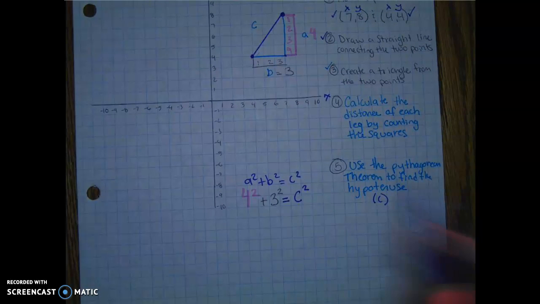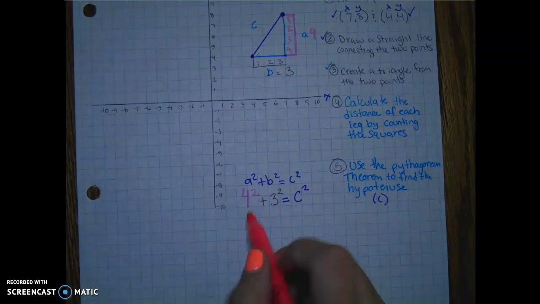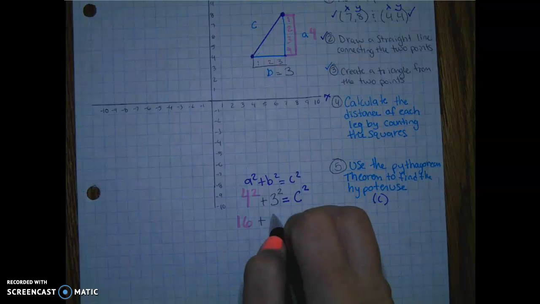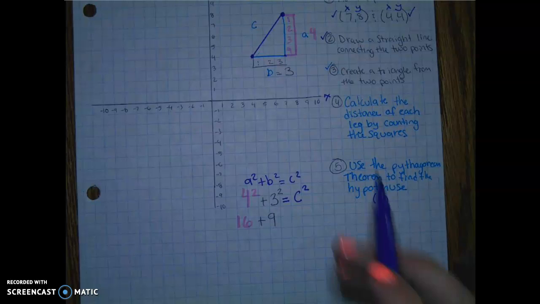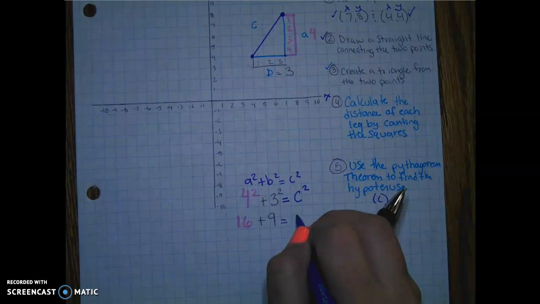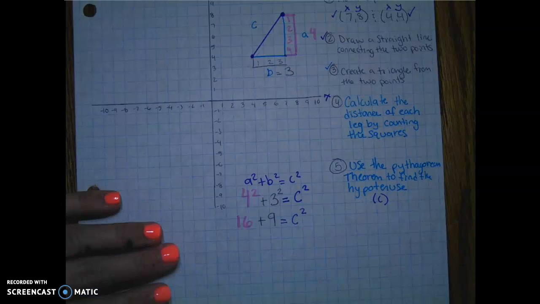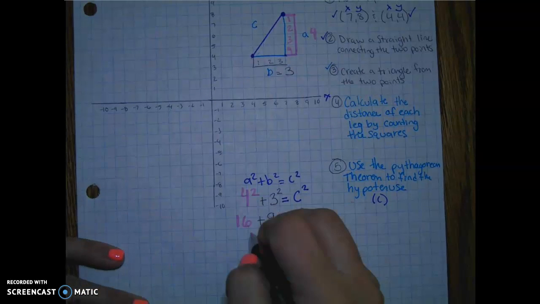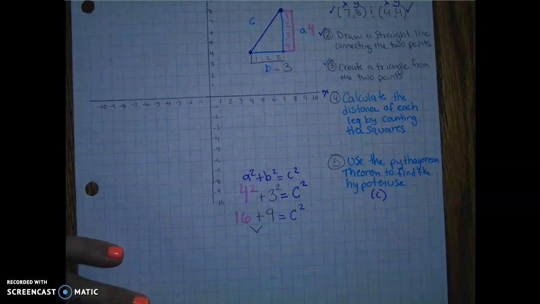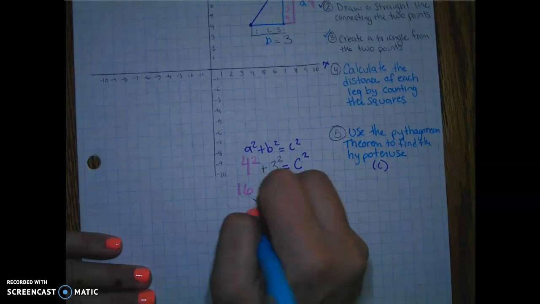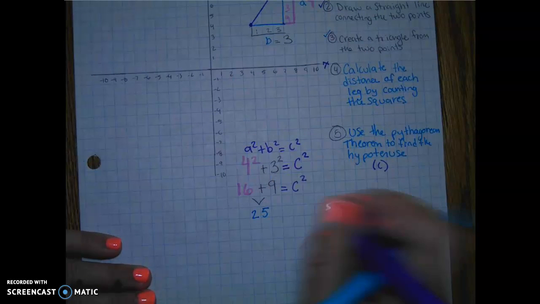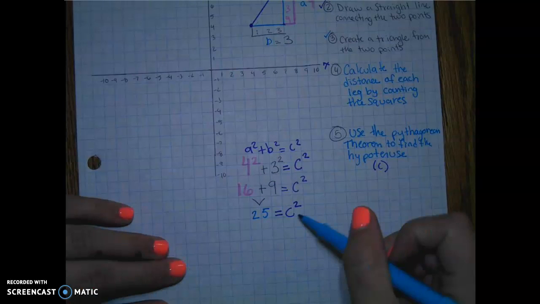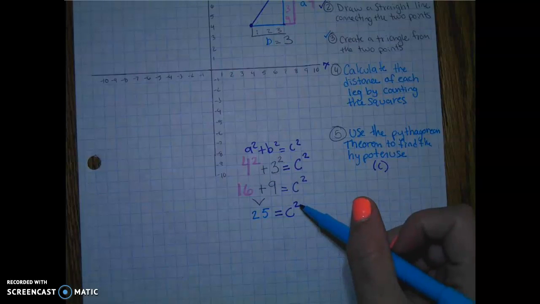Okay, now 4 squared is going to be 4 times 4, which is 16, plus 9, because 3 times 3 equals 9, equals my C squared. Now at this point, we're going to add the two legs together. 16 plus 9 equals 25. And I still have my C squared. So we're not done because C is not alone. I still have my square here.